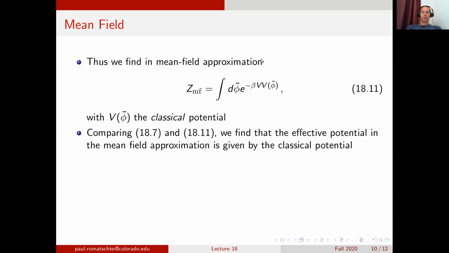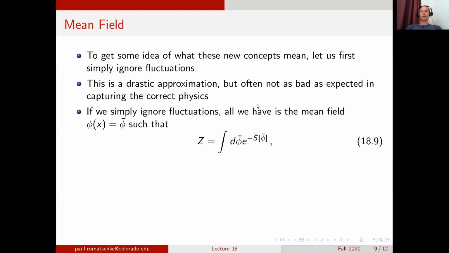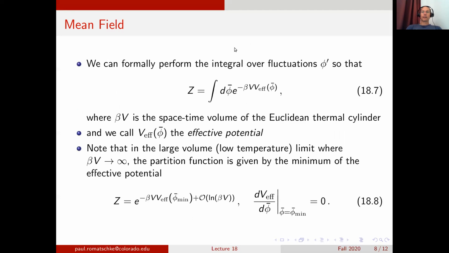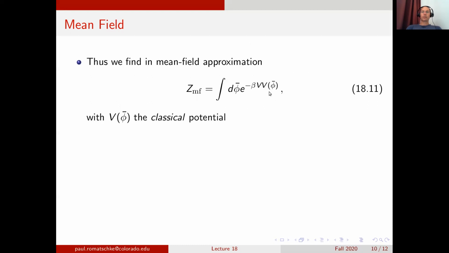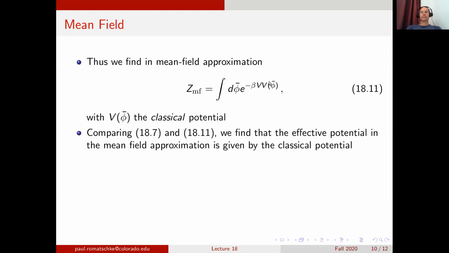If you compare this expression for the mean field partition function to that of the partition function where we have made no approximation, let's quickly go back to 1870. This is the partition function without any approximation. We find that within the mean field approximation, the effective potential is just given as the classical potential.